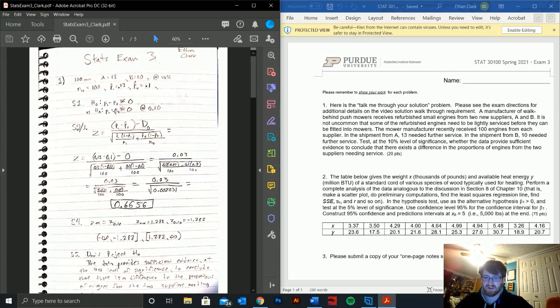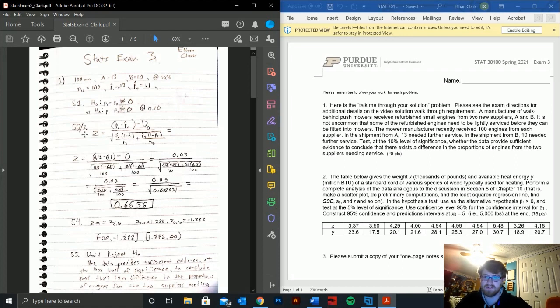So in step 1 is my hypothesis: p1 minus p2 does not equal 0, and then the null hypothesis is p1 minus p2 does equal 0, at the 10% significance.